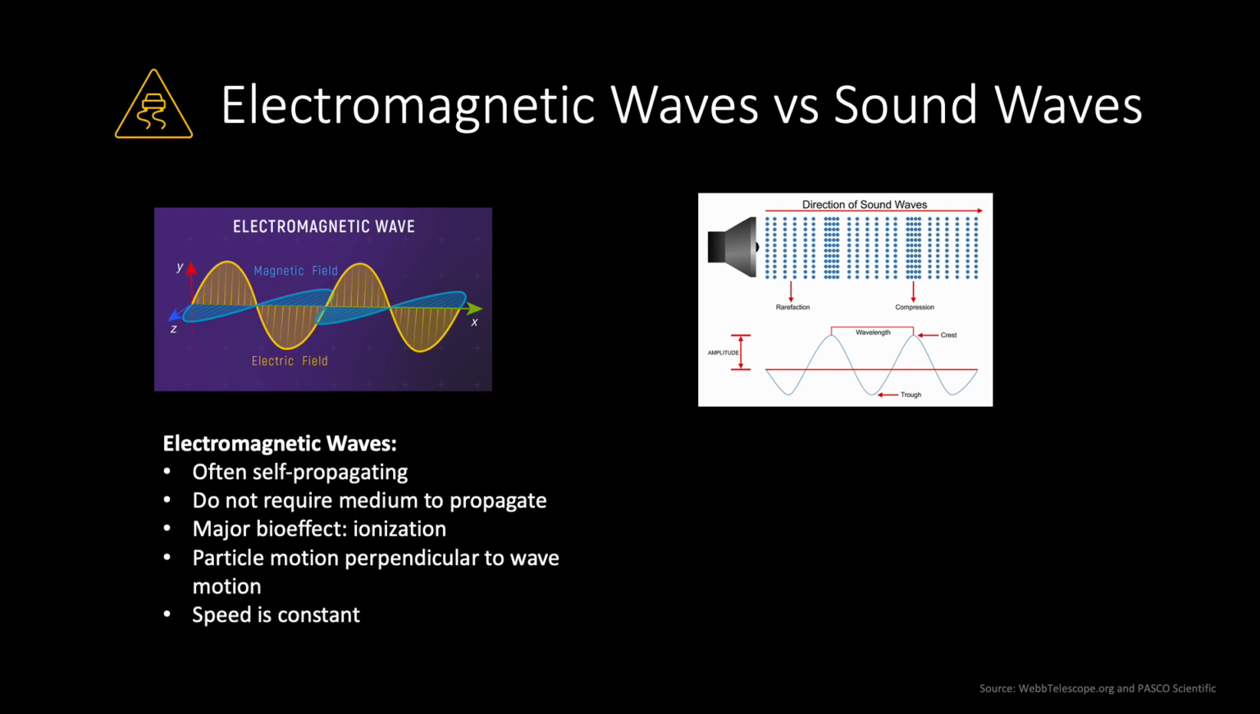Electromagnetic waves are often self-propagating, meaning you could initiate one and it's going to continue forever and forever and forever until it interacts with something else that causes that energy to be dissipated in some way. They don't require a medium to propagate. So if you shine a flashlight in space, that light is going to continue into infinity through the vacuum of space until it interacts with another substance. The major bioeffect of electromagnetic waves is radiation, and we know this very well in the medical world in terms of ionization and the side effects and biologic effects that that can have.